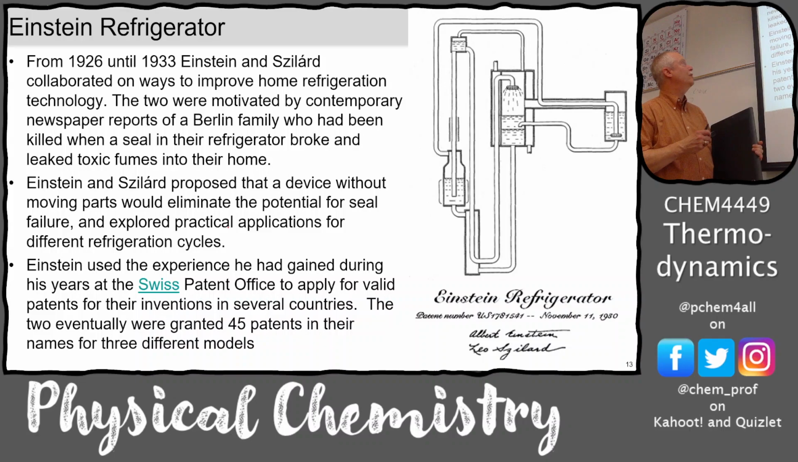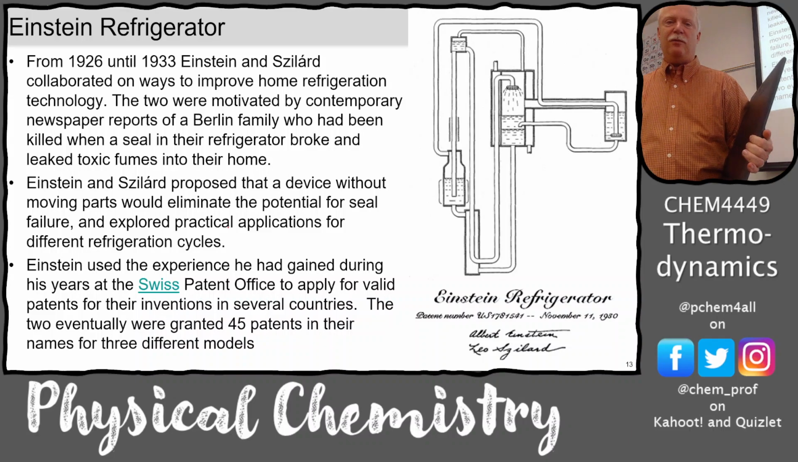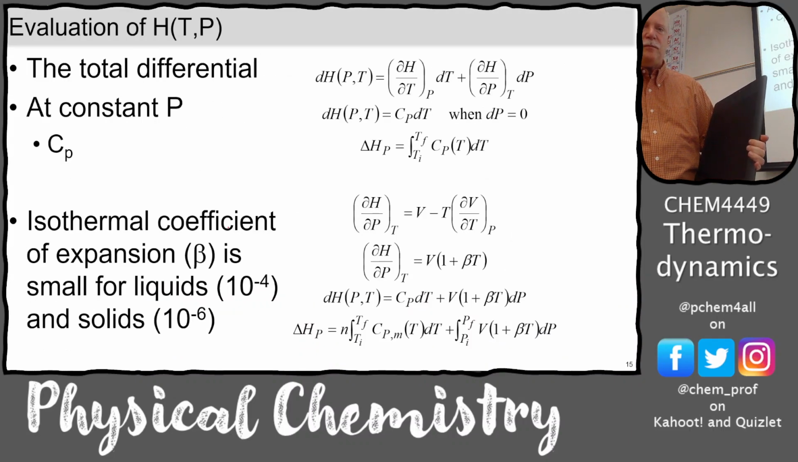And they were bothered because there was a Berlin family that was killed when the seal in their refrigerator broke and the ammonia got out and it killed them. And so then they came up with a better design that wouldn't leak. So anyway, that's the connection to Einstein and refrigeration. That's pretty much it.